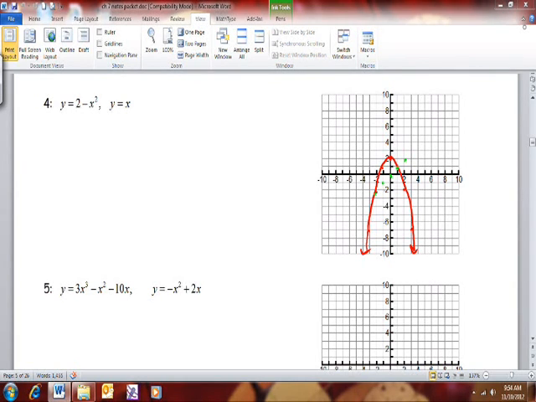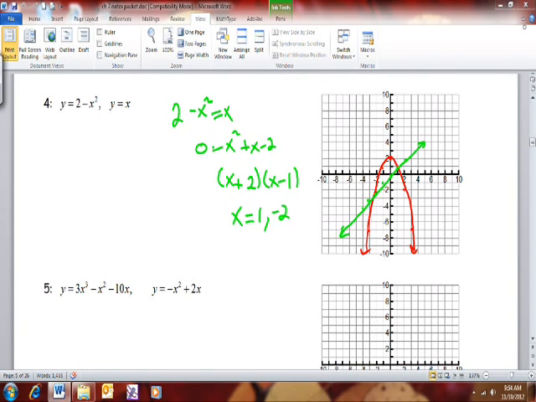Now, if you really know how to draw your parabola well, you might be able to tell where those points are. If not, you can always do this in the graphing calculator and find your intersection points. That's probably the easiest way of doing this. Or if you have to do it by hand, you've got your 2 minus x squared. You want to figure out where it equals x. So let's move everything to the right: 0 equals x squared plus x minus 2. In this case, we can factor. So x equals 1 and negative 2, which is what it looks like from my picture.